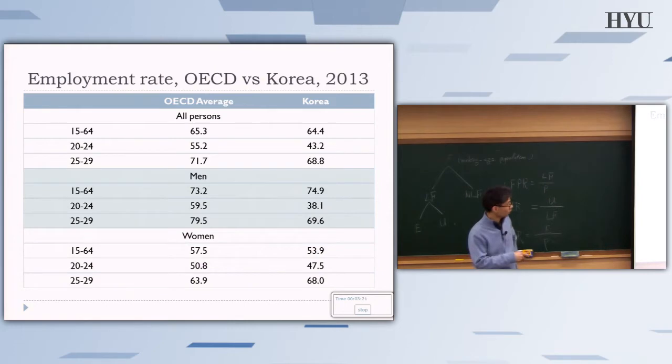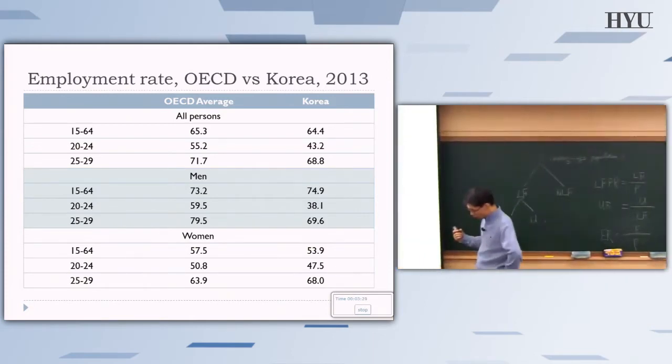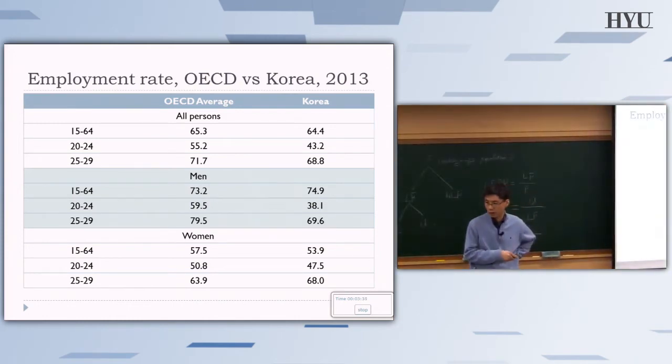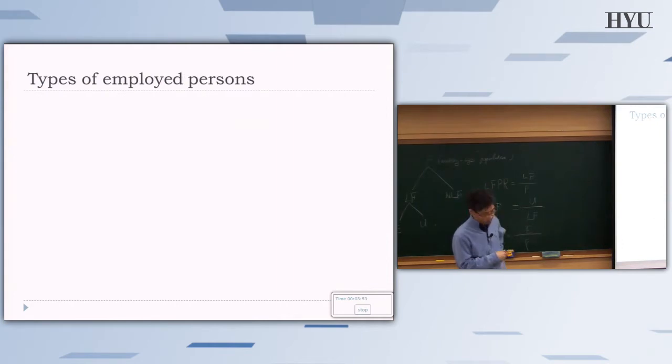So when in policy circles we say that there is a problem with youth employment, we usually look at the employment rate. And for women, overall 15 to 64, it's 58 and 54, so a little lower in Korea's case, and 20 to 24, 51 and 48. Okay, now let's move on to other topics.